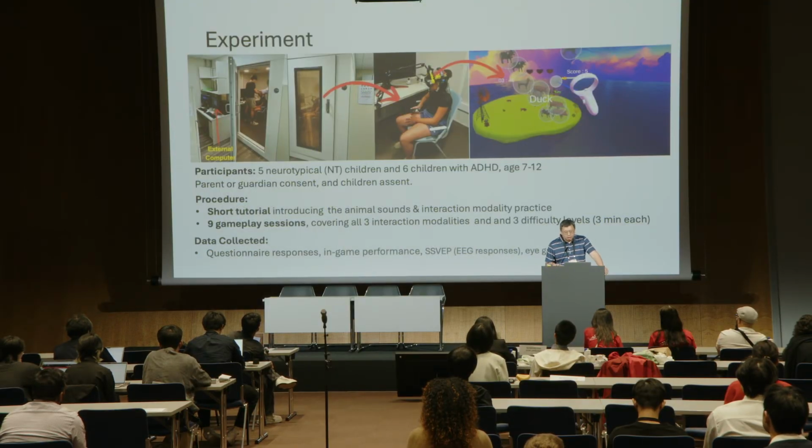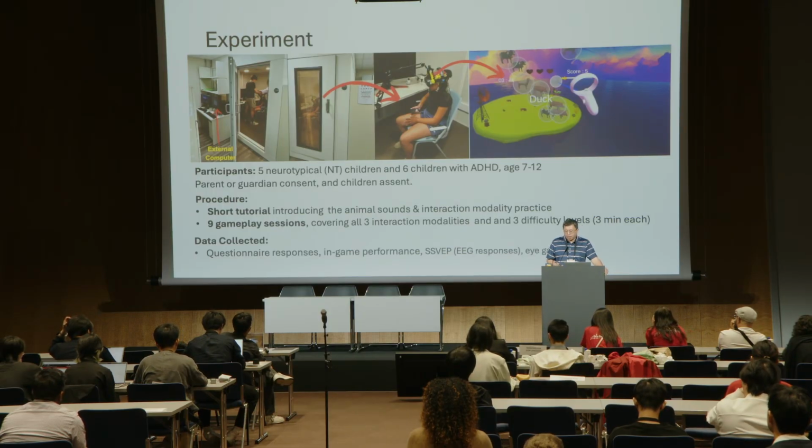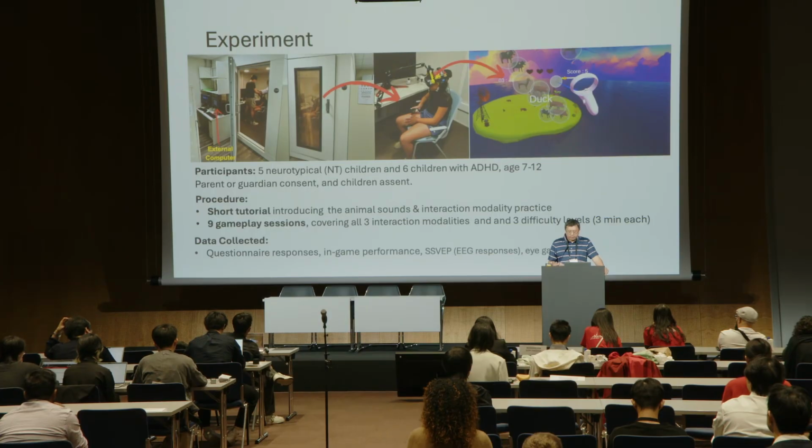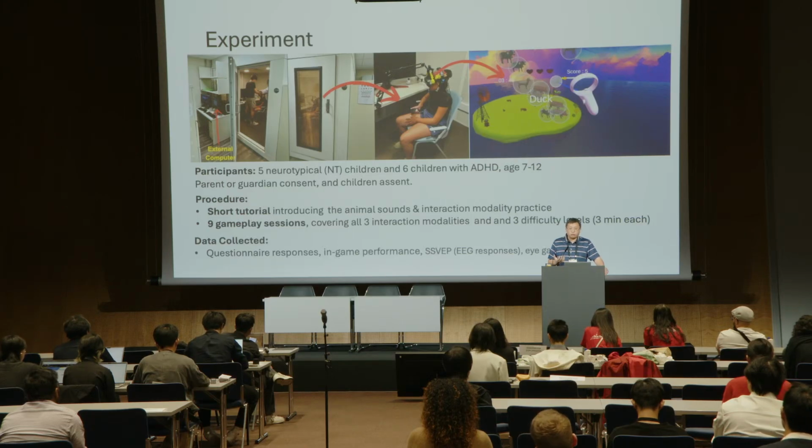So we conducted an experiment with 5 neurotypical children and 6 children with ADHD. Their ages are 7 to 12. Each of them played 9 sessions combined from 3 interaction modalities and 3 difficulty levels. We collected data such as questionnaires, in-game performance metrics, EEG responses, and also eye tracking data.